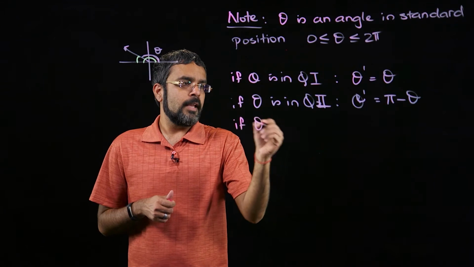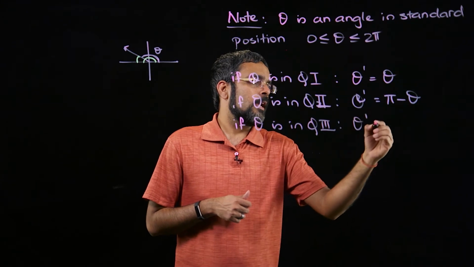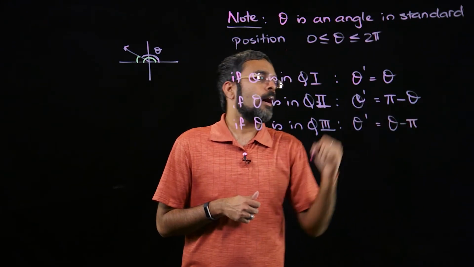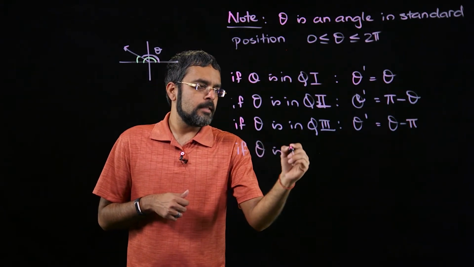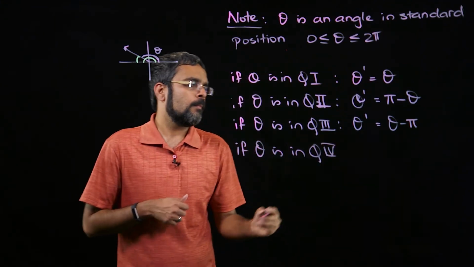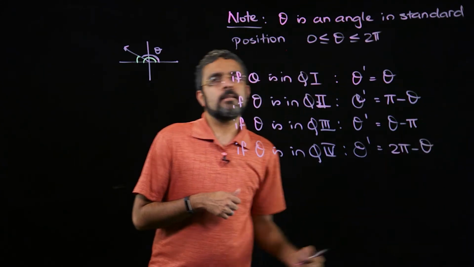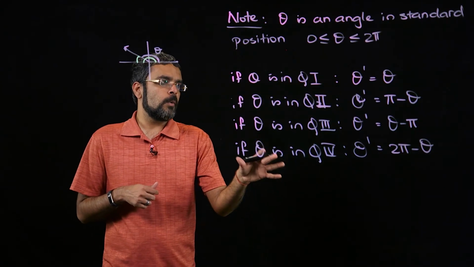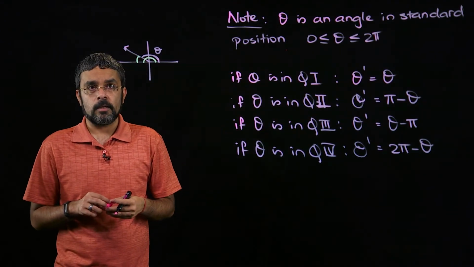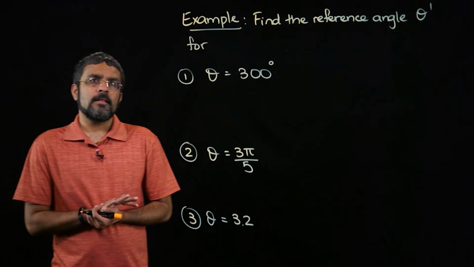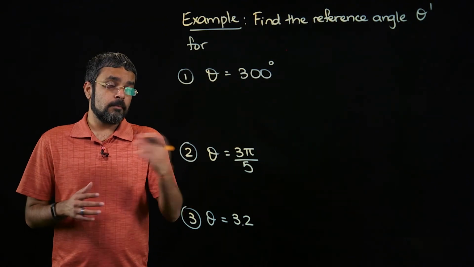If theta is in quadrant 3, then theta prime is going to be theta minus pi. And finally, if theta is in quadrant 4, then theta prime is going to be 2 pi minus theta. So we can figure out what quadrant it is, and using these formulas, we can figure out what your reference angle is going to be. So let's take an example. In this example, we're going to look at how to find the reference angle for these given values.